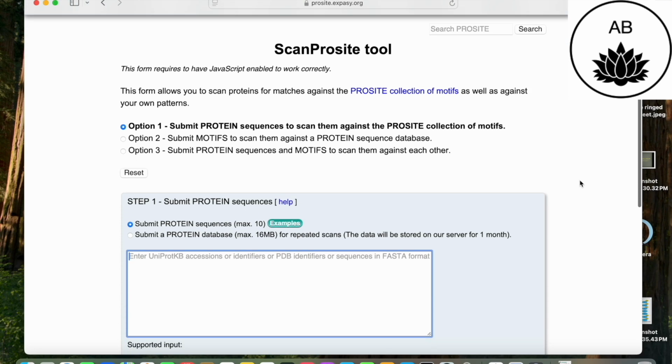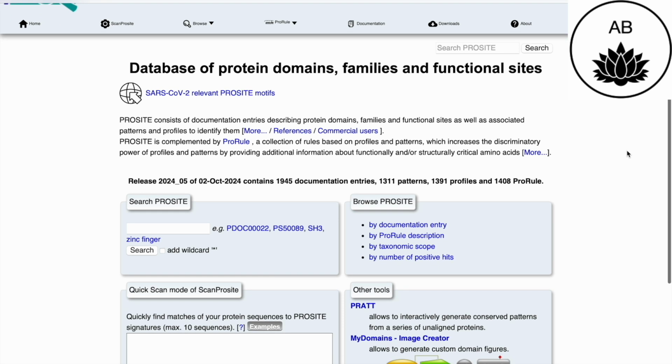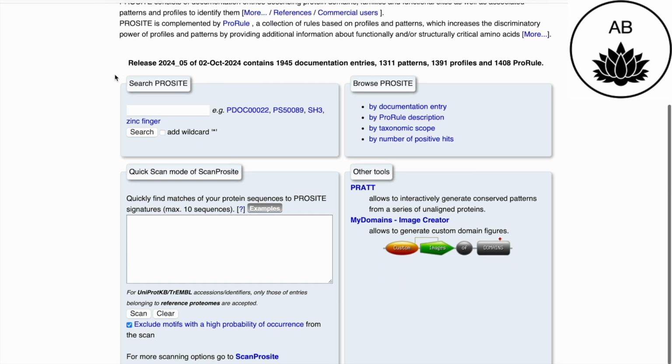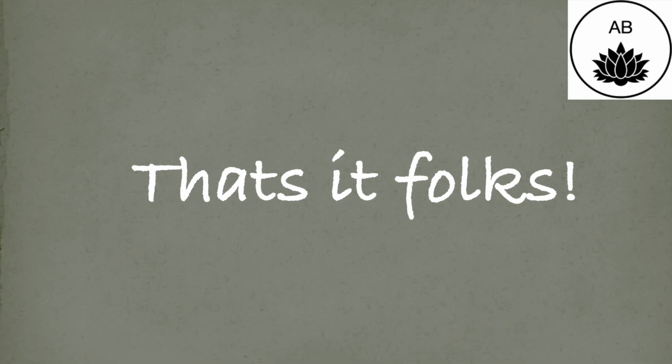ScanProsite is my go-to tool for motif prediction, as PROSITE is a database of protein domains, families, and functional sites. You can search PROSITE by motif IDs or by the name of the motif. You can even scan a protein of your interest for predicting putative motifs.